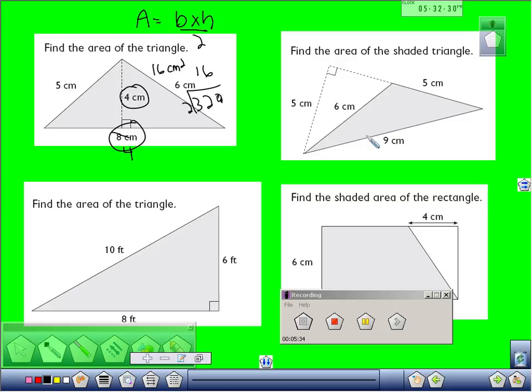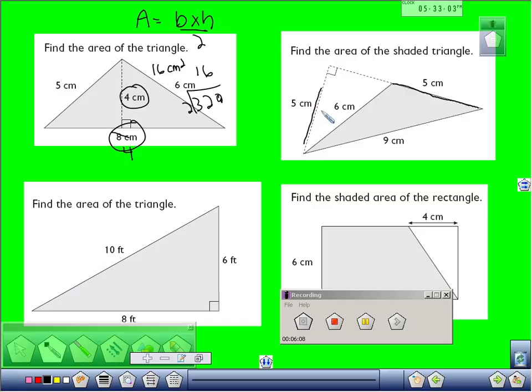Okay, let's look at this one. Find the area of the shaded triangle. Okay, this is the shaded triangle. Now you can see what they're trying to do here. They're trying to show us this is the base. Okay, this is the base. If this was the base, they don't have any line perpendicular to this. They always put a line perpendicular to the base. Look at where this line is. That's perpendicular to this line. So we know this is the height.